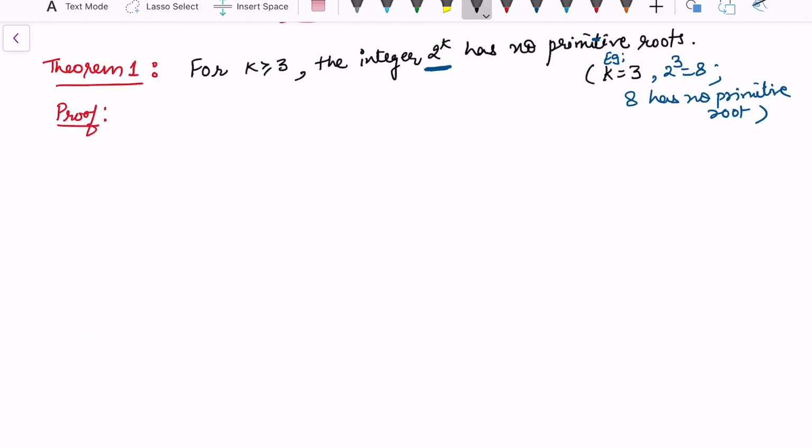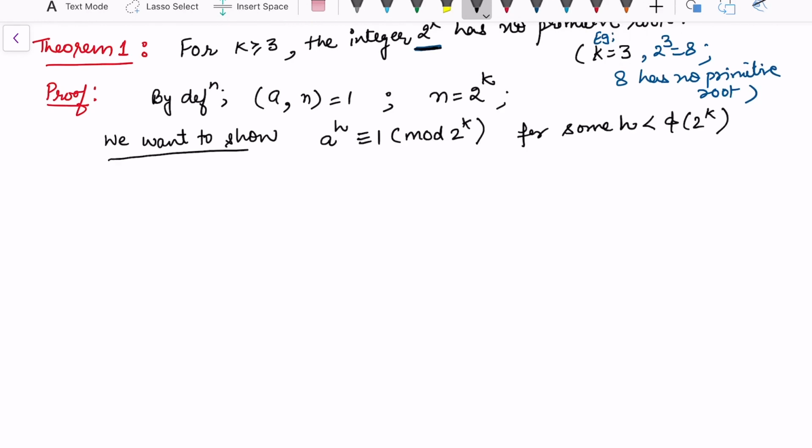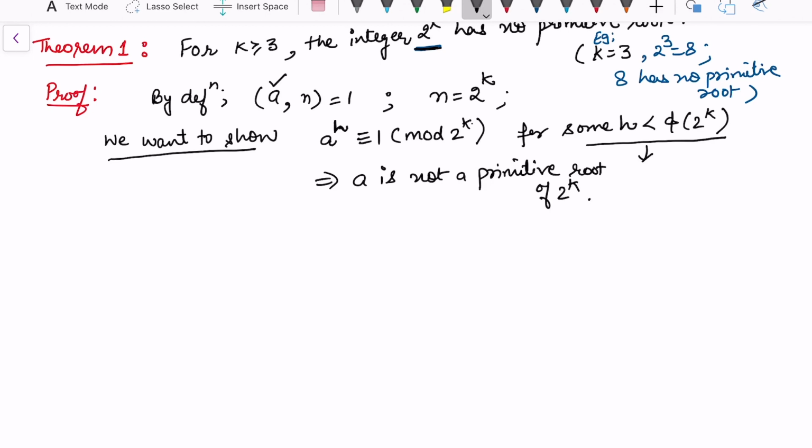Now we will prove this result by induction. By the definition of the primitive root, we know that the GCD of a and n should be equal to 1. Here we want to search for a primitive root for 2 to the power k, so n is 2 to the power k. We want to show that the order of a is h, that means a to the power h is congruent to 1 modulo 2 to the power k, for some h strictly less than phi of 2 to the power k. If such h exists, then a is not a primitive root of 2 to the power k. And because we have selected any arbitrary a, we say that the integer 2 to the power k has no primitive root.